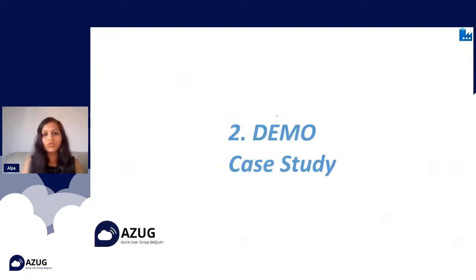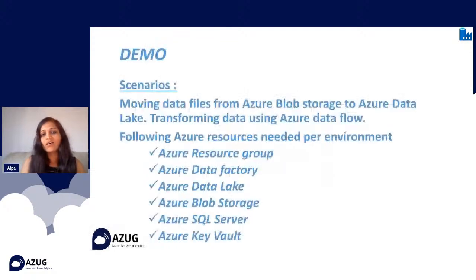So now let's move into the case study, which is the second part. So here this is my scenario. In my scenario, we are moving the data files from Azure Blob Storage to Azure Data Lake Gen 2. Then later on, we do transformation and we store the result in our Data Lake Gen 2 or Azure SQL Server. So for that, I need all these resources. Like I need to create a resource group, and then create a data factory, then Data Lake Gen 2, then Blob Storage, Azure SQL Server, and Azure Key Vault for security purposes.